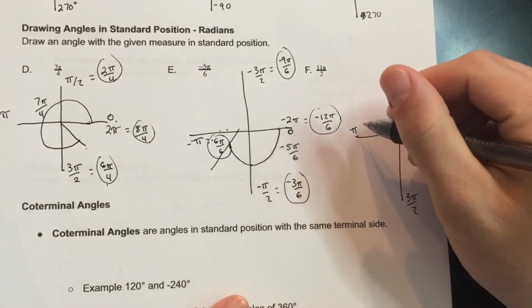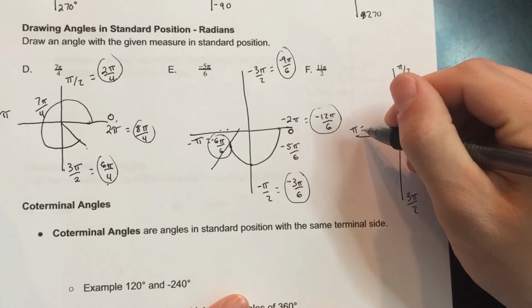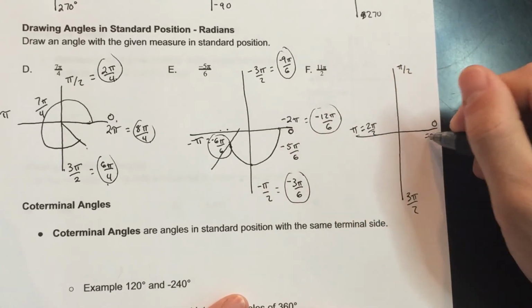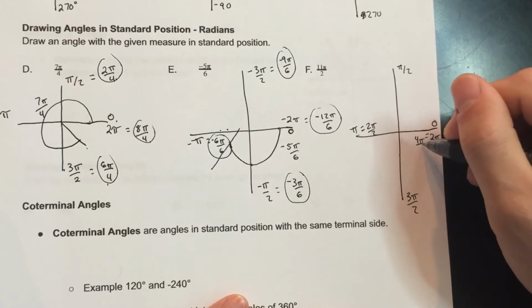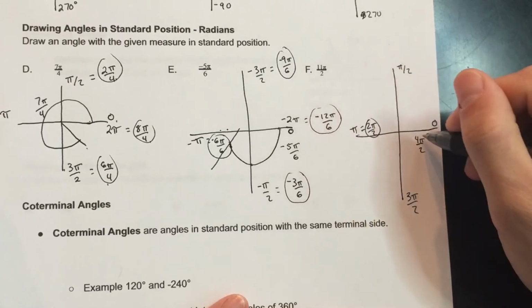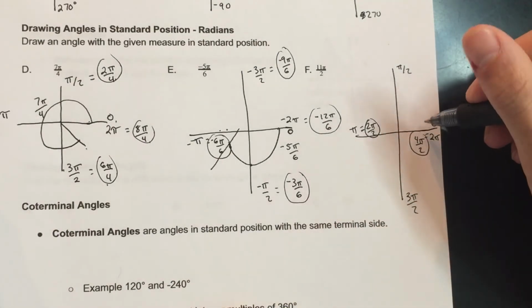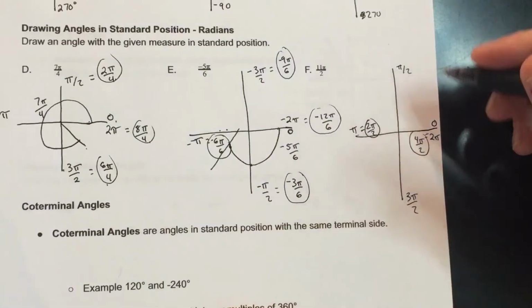Now, it might help to convert these to have the same denominator. This could be 2 pi over 2, and 2 pi could be 4 pi over 2. That way everything has the same denominator. Now let's count up to 11 pi over 2. So watch as we count, because we're going to need to go around the circle more than once.